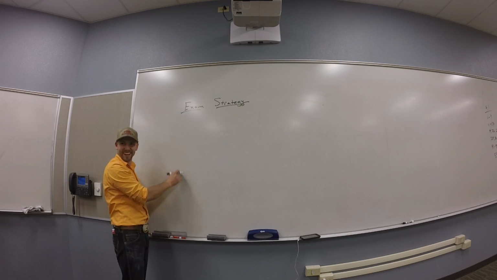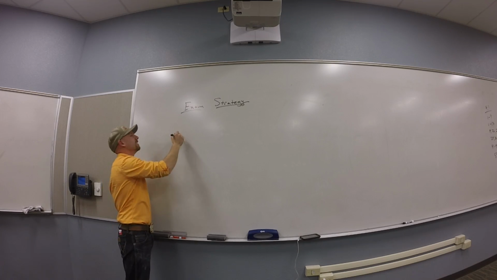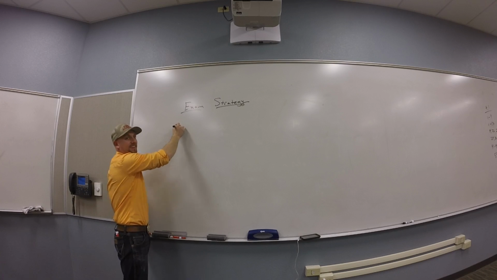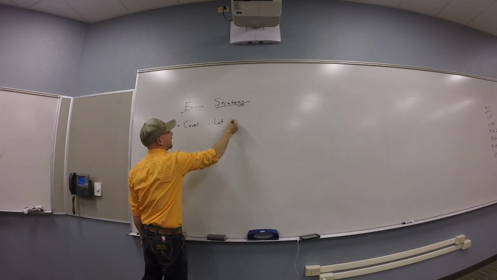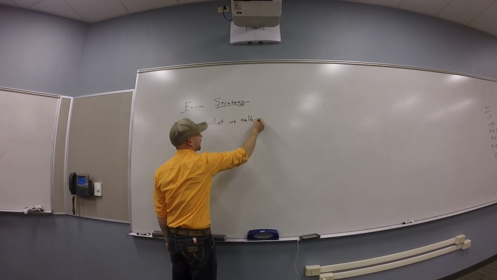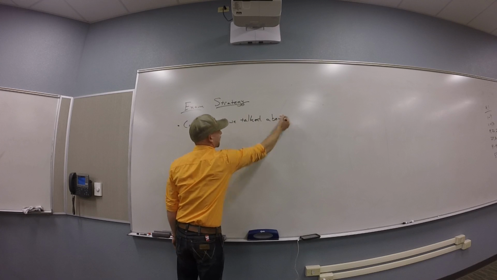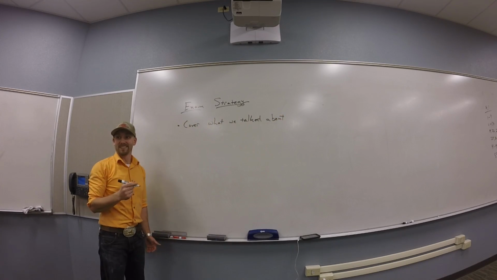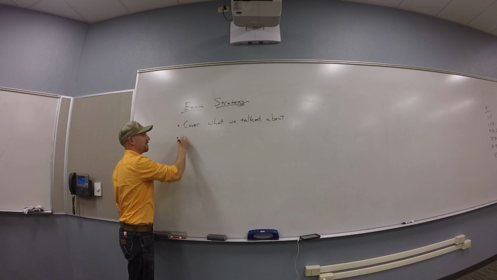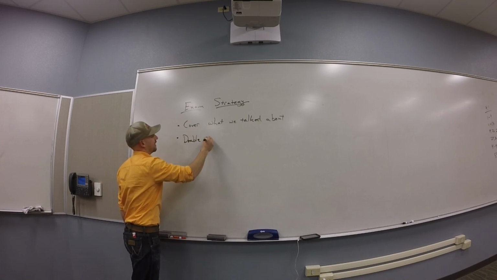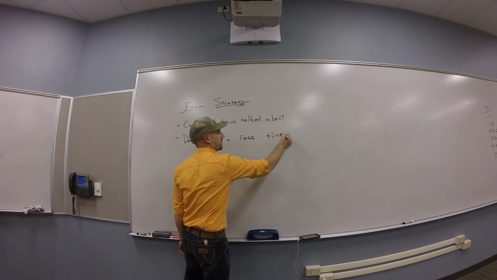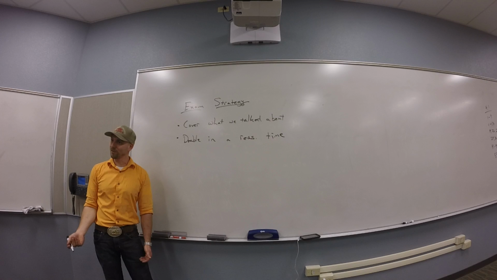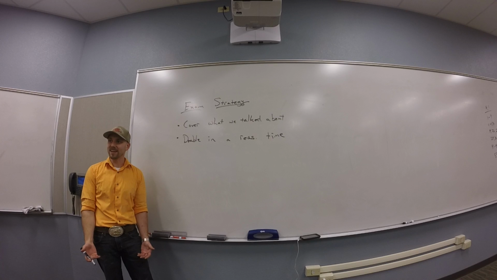So what that means is I have to go through the content that we've looked at. These are the constraints. It has to cover what we've talked about. It has to be doable in a reasonable time, which means don't expect 400 questions, because I know that you guys can't do 400 questions in an hour.